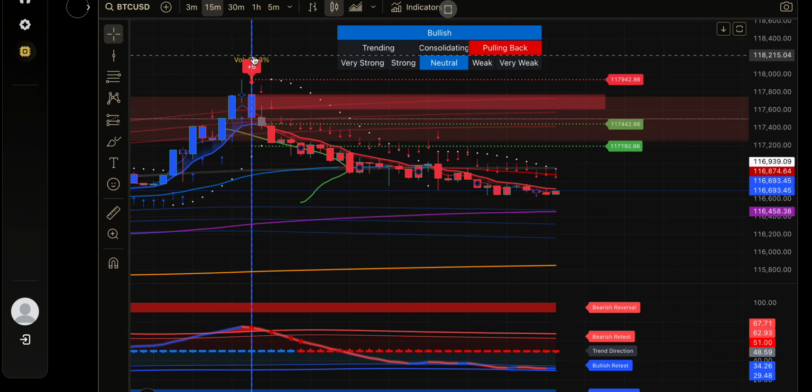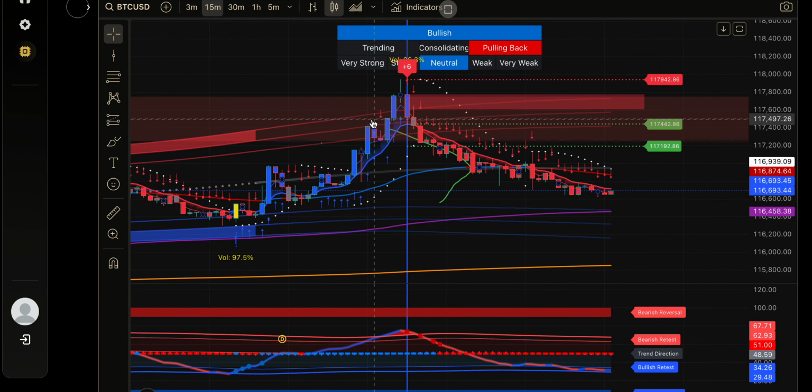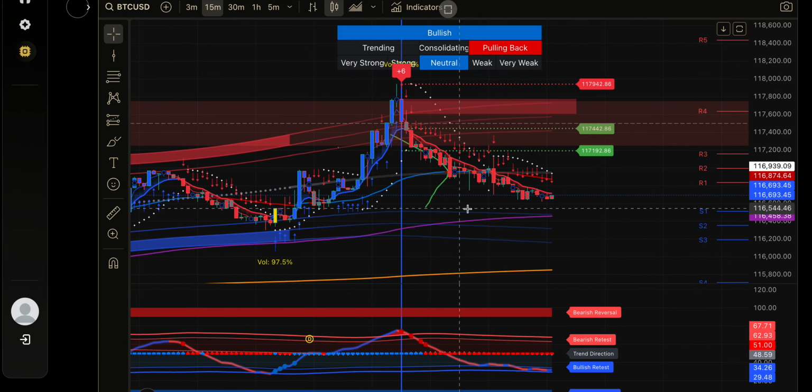So you want super sniper arrow to show up. That's what tells you that the market is ready to go down or go up, right? Look at this now. It showed up here, then it went all the way up, then it showed up here, and it went all the way down. Do you see how simple that is? So it's as simple as that.